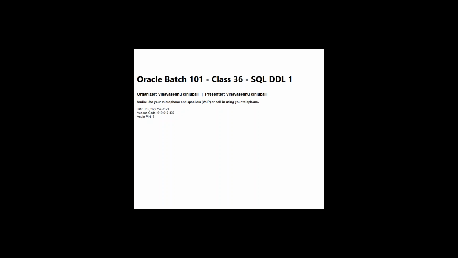Okay, so now what are the different types of database objects we have? Table, view, index, sequence, synonym, sequences, indexes and everything.